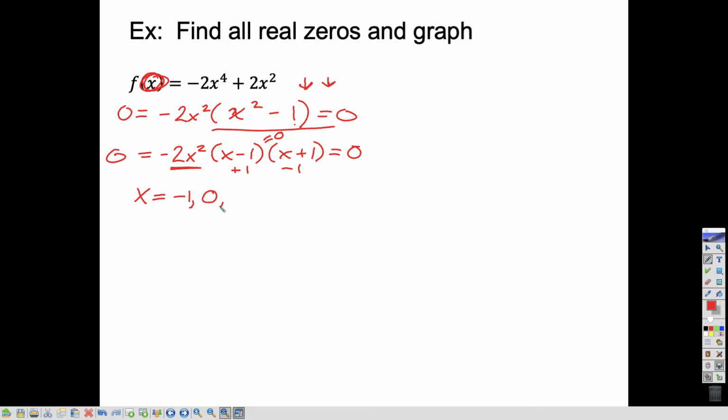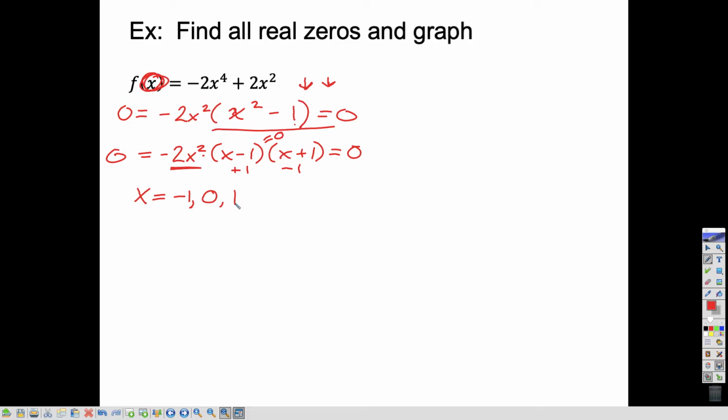Because I have 0 equals negative 2x squared. And so I would divide by negative 2, and it would be x squared equals 0, and the square root of 0 is 0. It's actually plus or minus 0, but that's just 0. How many times? Twice. Why is it twice, guys? The exponent's 2.